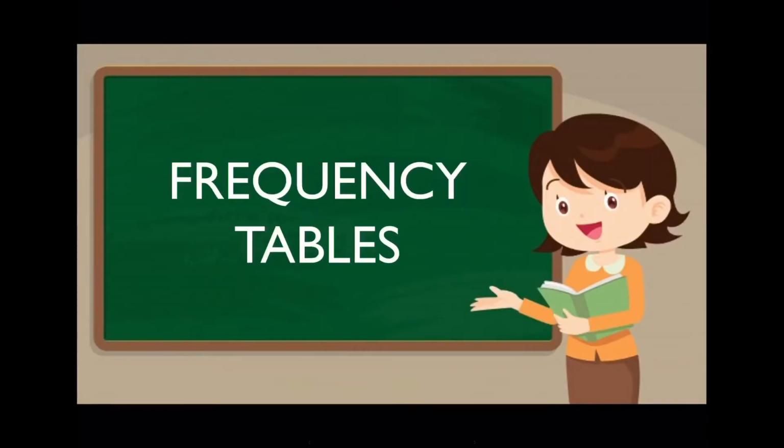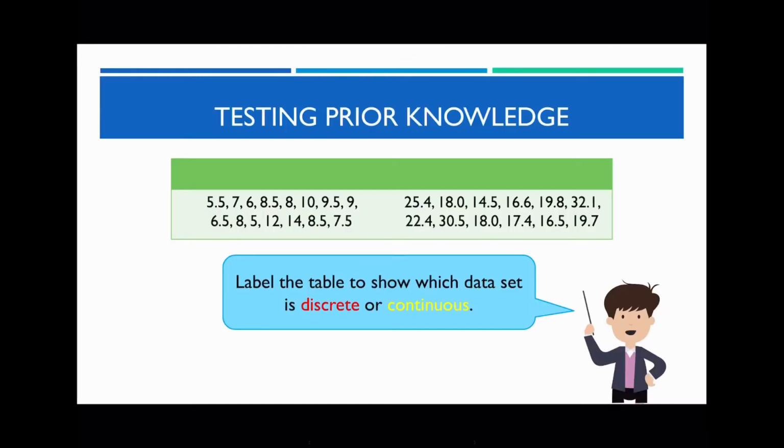We're now going to be looking at frequency tables and how we could construct them. Before that, I want you to quickly answer this question. Give yourself a minute or so. I want you to label the table to show which data set is discrete or continuous. You don't need to construct this table at all, just identify which one represents discrete and which one represents continuous. On the left hand side, just for context, this is representing shoe sizes, whereas on the right hand side, this is representing temperature. So give yourself 30 seconds or so to answer this question and see whether your answer matches up with mine.